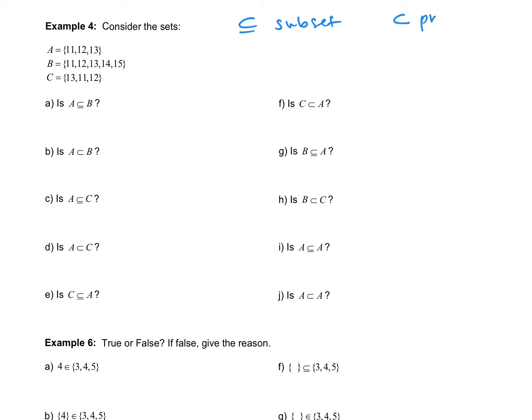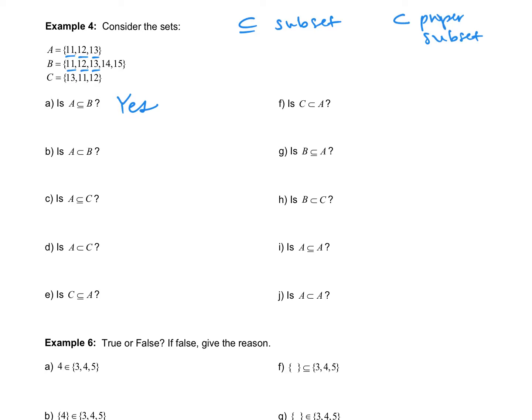This means a proper subset. Okay, so is A a subset of B? Yes, every element in A is in B, and there's no element in A that's not in B. So yes. Right, we see 11, 12, 13, 11, 12, 13. Yep, they're in there. And there's 2 more in B, but that's okay. A is a subset of B.